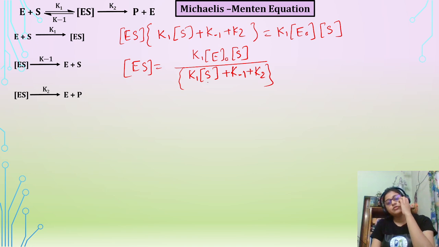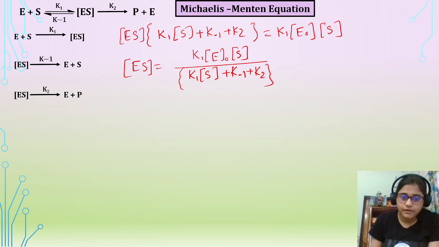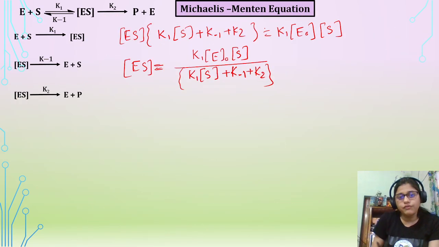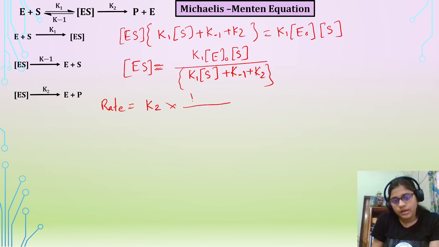Fine. So we got the value, right? Now the overall rate was what? The rate was K2 into ES. So now we have the rate equation. Rate equals K2 into K1 E0 S divided by K1 S plus K inverse plus K2.